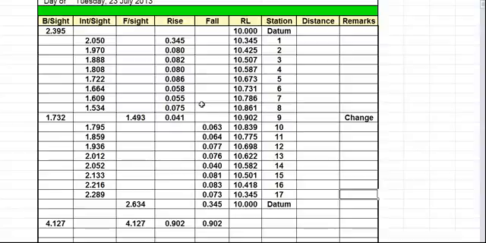In the next video, I'll show you how to use the height of collimation level book to work out the same figures.